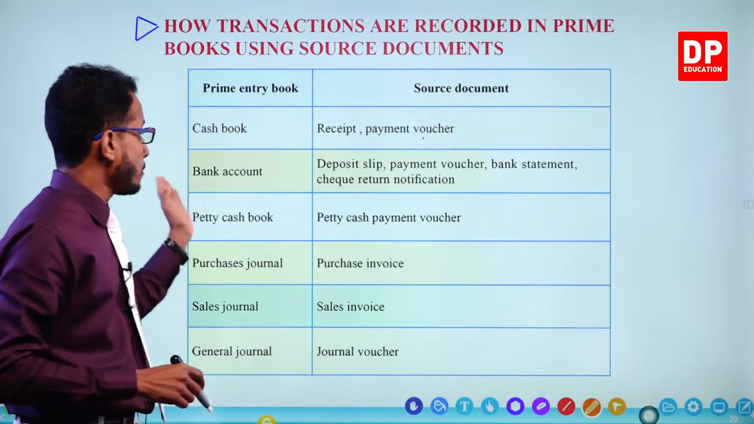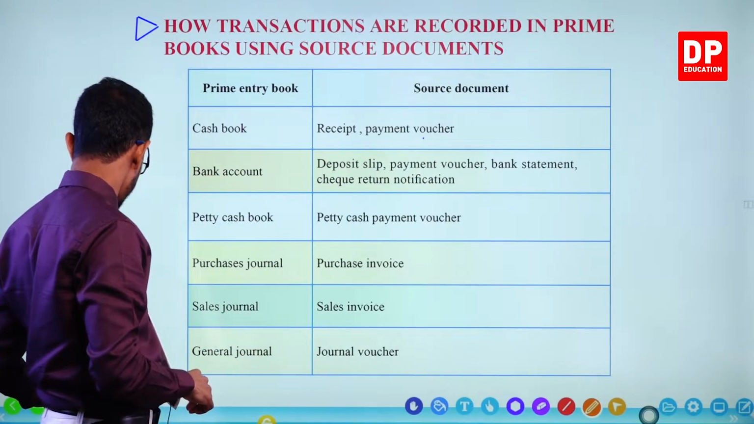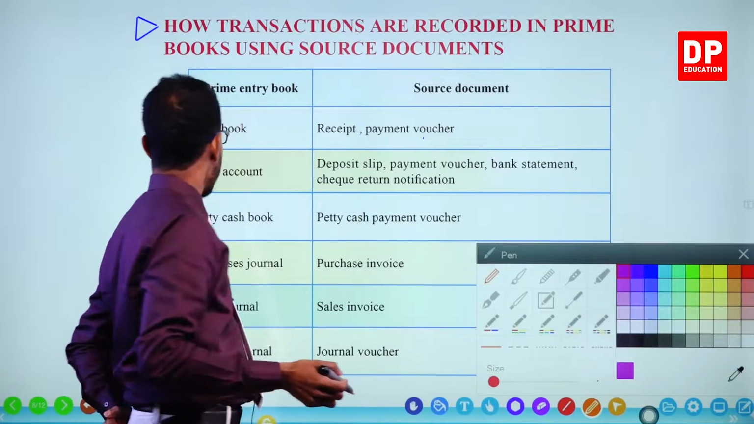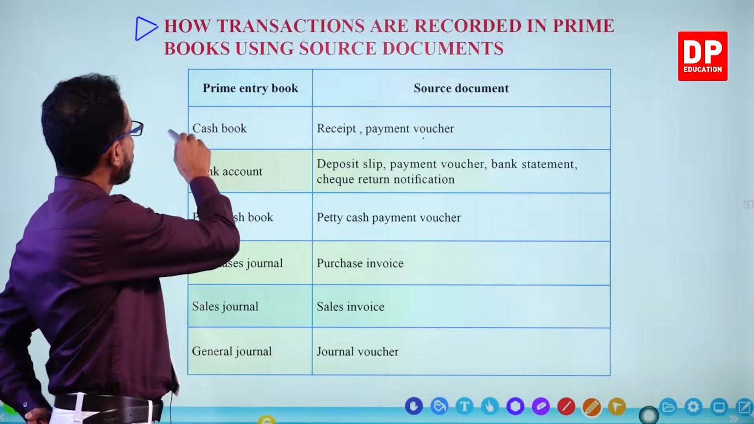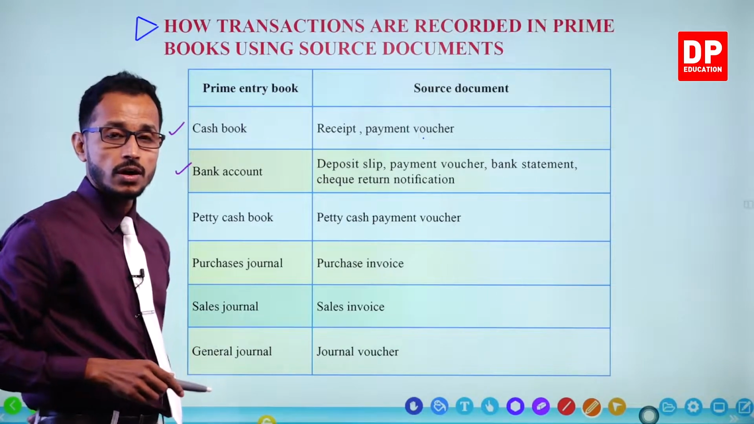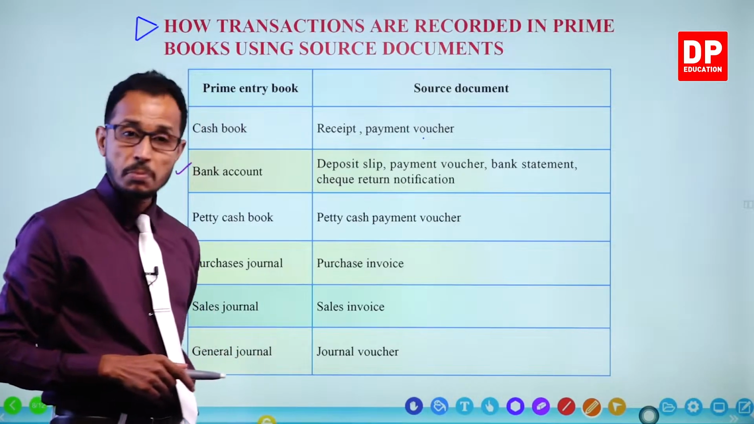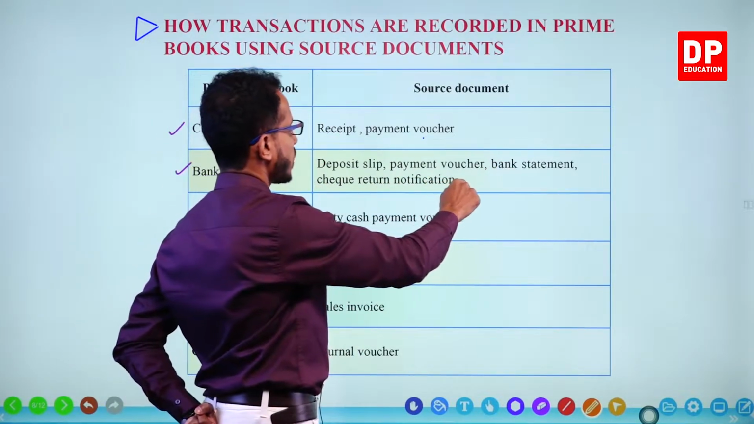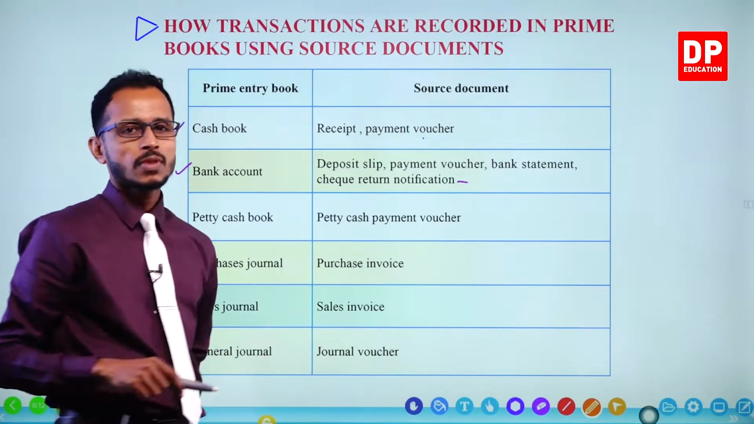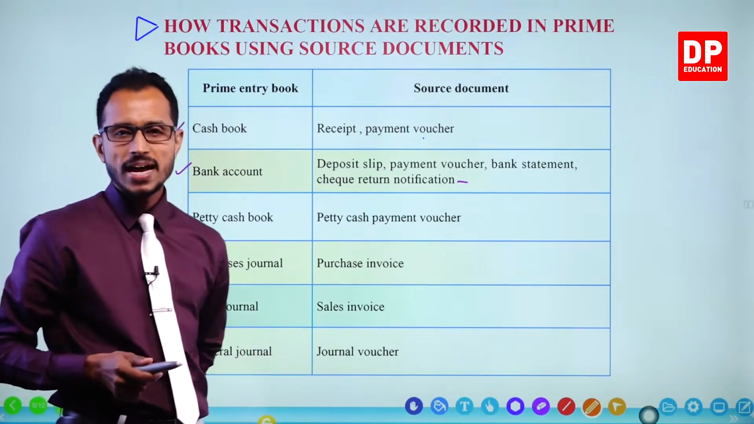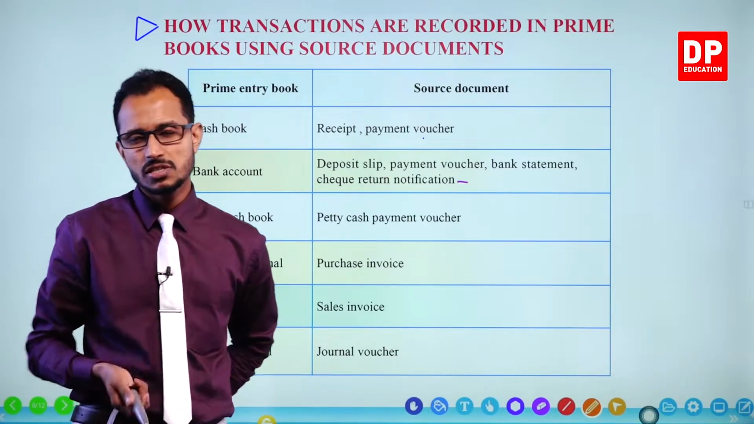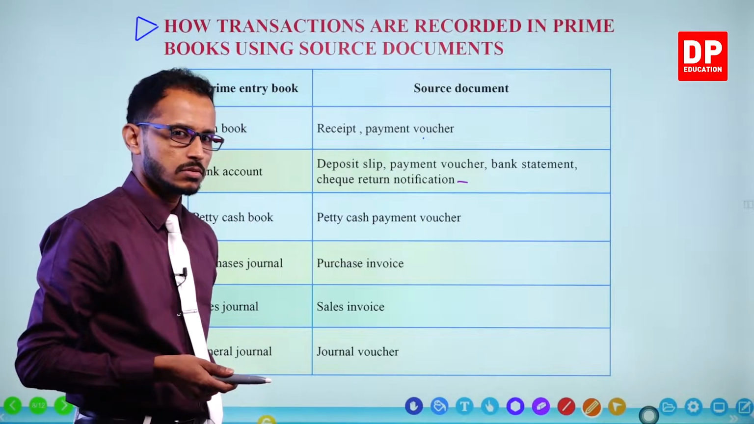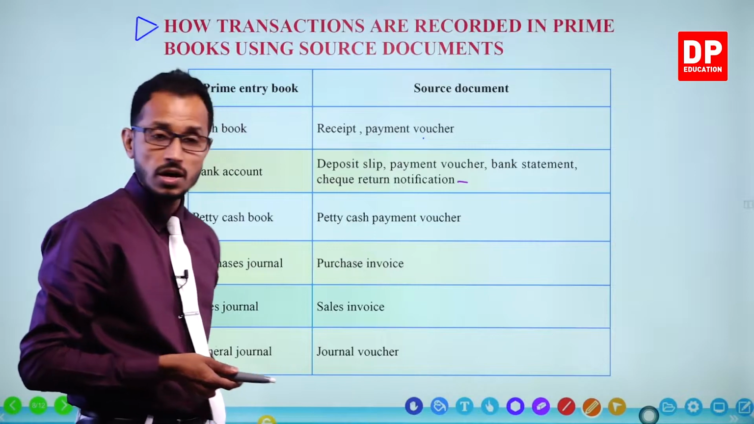Likewise, children, for the bank account, we have relevant source documents such as deposit slip, payment voucher, bank statement, check return notification. These source documents are relevant for the bank account. A deposit slip, you know a deposit slip, right? Don't tell me that you don't know about deposit slips.